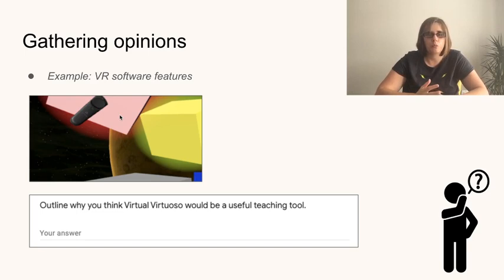Now, this is a Google problem. See where that says your answer? It's actually a text area, like a paragraph response, but it looks like I just want one line. So Google surveys is good if you want the basic information, but as soon as you want something a bit more complex, it's probably not.